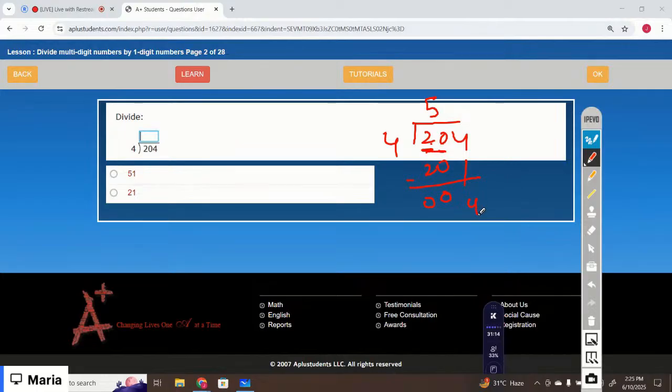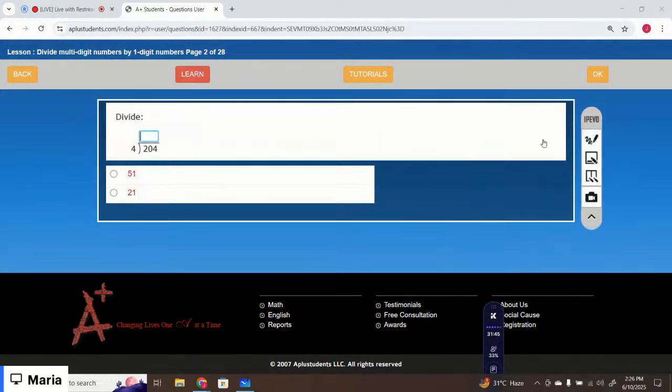Now bring the next digit down. 4 times 1 is 4. 4 take away 4 is 0. So that is 51. Option number 1 is the correct option.